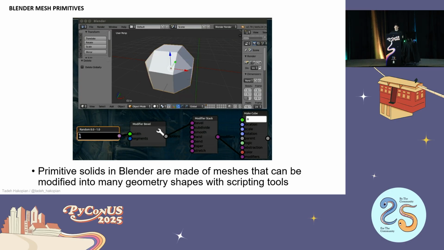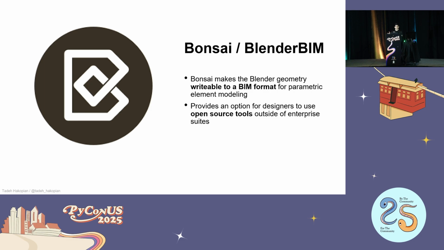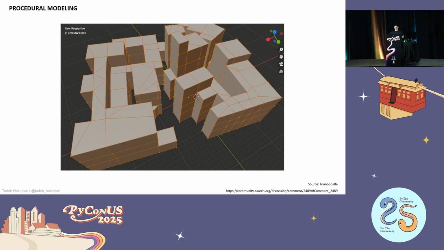But the fundamentals of Blender is using these cubes, which are meshes, that can mutate into shapes in just about any way you want, either through the UI or through scripting and coding tools. And that combined with another open source solution called Bonsai/BlenderBIM, you can use these BIM solutions that have information and geometry in Blender, which itself is an open source solution outside the enterprise environment that something like Revit's built for. And you can make a writable format with parametric modeling through an open source solution. And you get results like this.